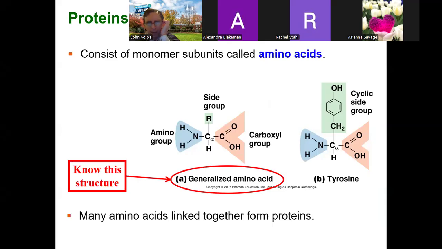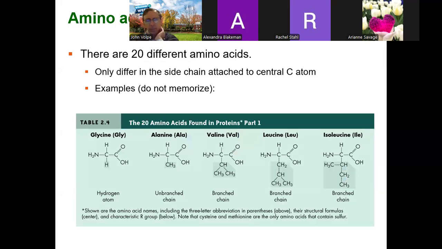The reason why it's nonpolar is the amino group and the carboxyl group are always polar, and you always have an amino acid having an amino group and a carboxyl group. And then some of the amino acids have a non-polar R group, and then other amino acids have a polar R group. So glycine, alanine, valine, leucine, isoleucine are all non-polar amino acids because their R group is non-polar.